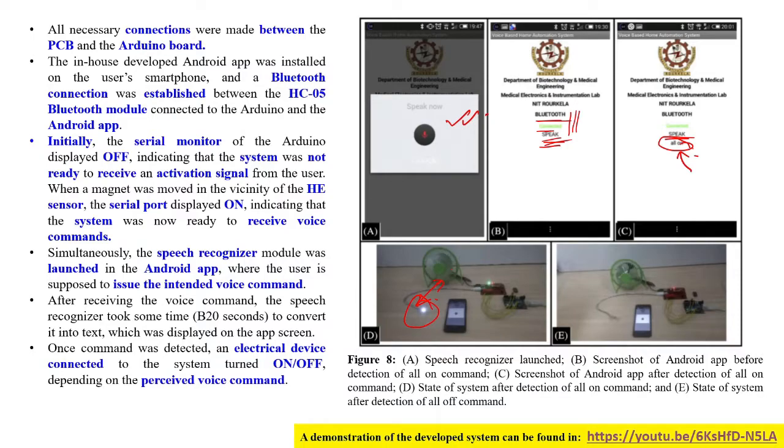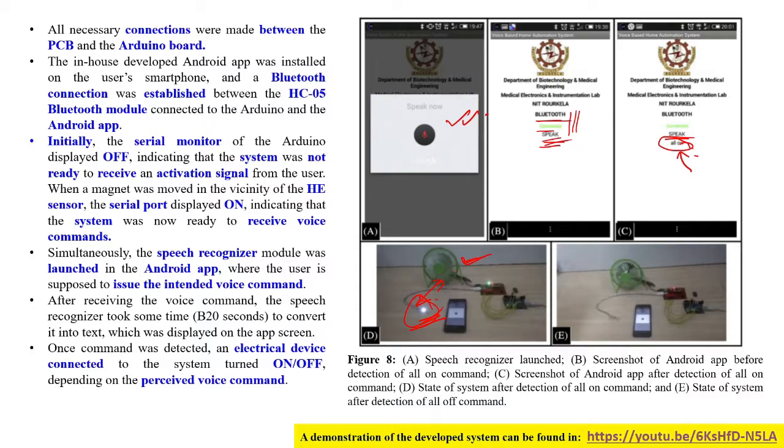So you could see that when the all on command was given, both the light and fans started to operate, and when the all off command was given, both the light and fans became inoperational. In that way you can also go for light on, light off, fan off, fan on. It depends upon what type of command you want to generate, that is up to you.